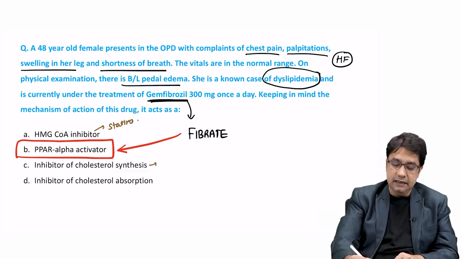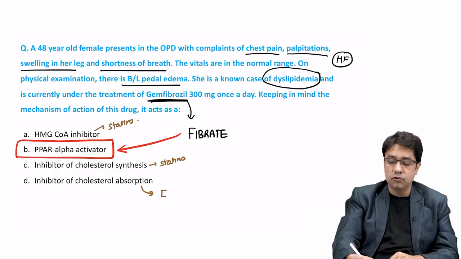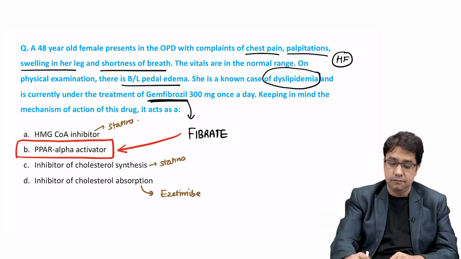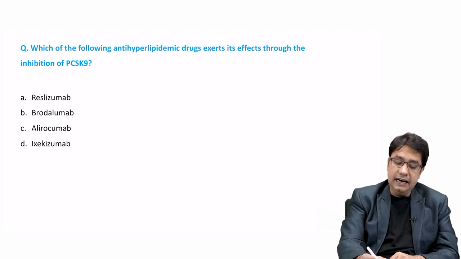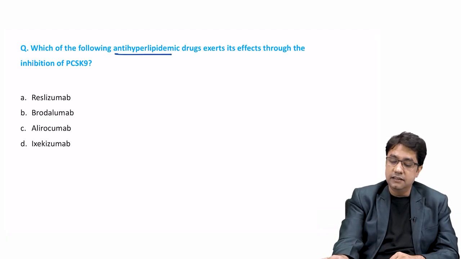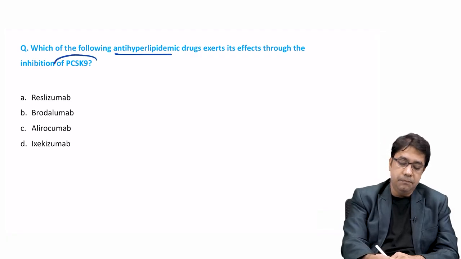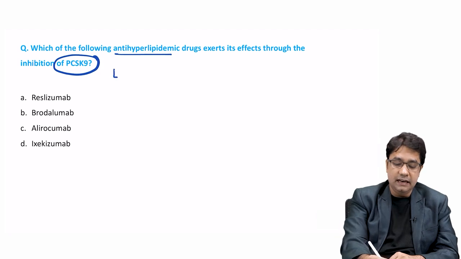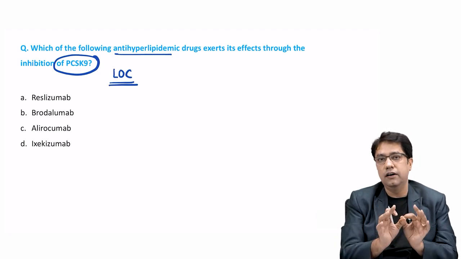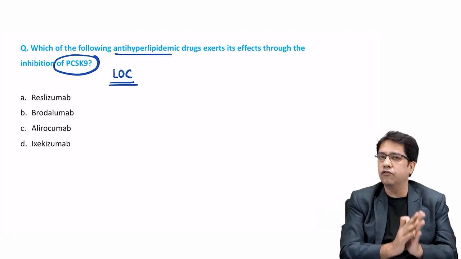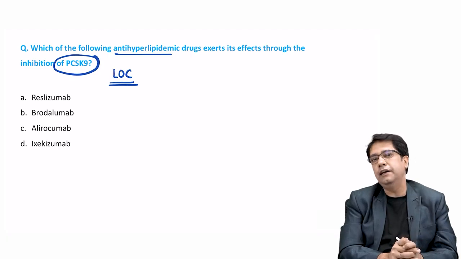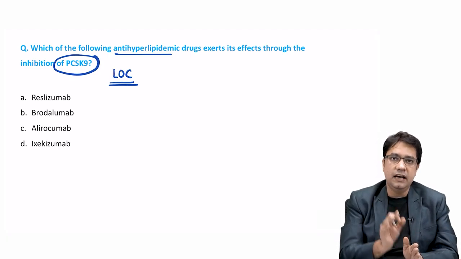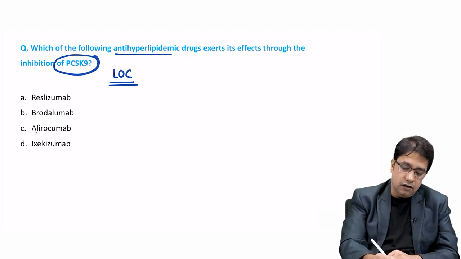Okay, statins reduce cholesterol synthesis in liver. Which drug reduces cholesterol absorption from intestine? Ezetimibe. Now, which of the following anti-hyperlipidemic drugs exerts its effect through inhibition of PCSK9? So, PCSK9 inhibitor, I have told you a mnemonic, a word, LOC you have to identify, lowering of cholesterol. So, which monoclonal antibody can you think is having LOC word in it? That is alirocumab, the answer.